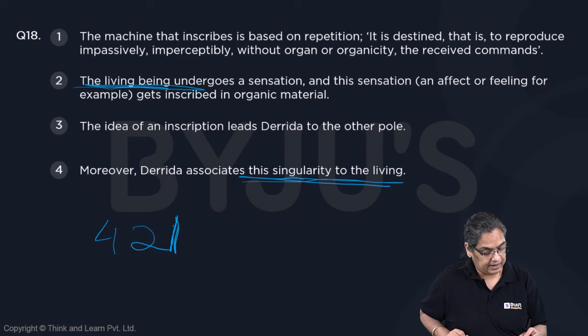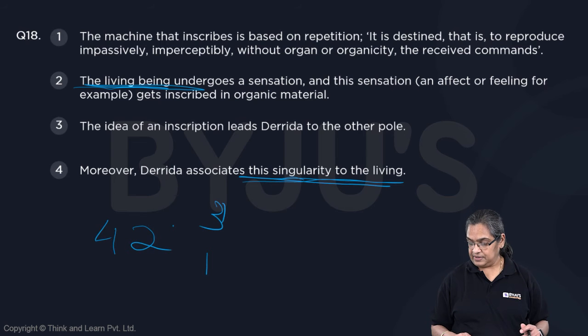Okay. Sorry, no. This would be the other pole, the machine that inscribes. So from inscription, we can probably go to inscribe, or 1-3 or 3-1. What would be the right answer?